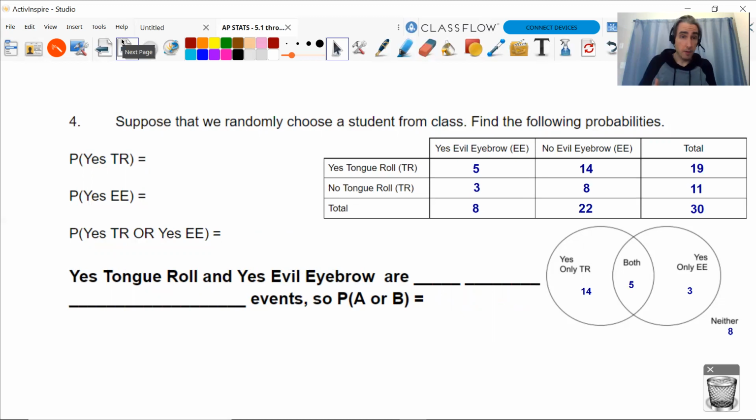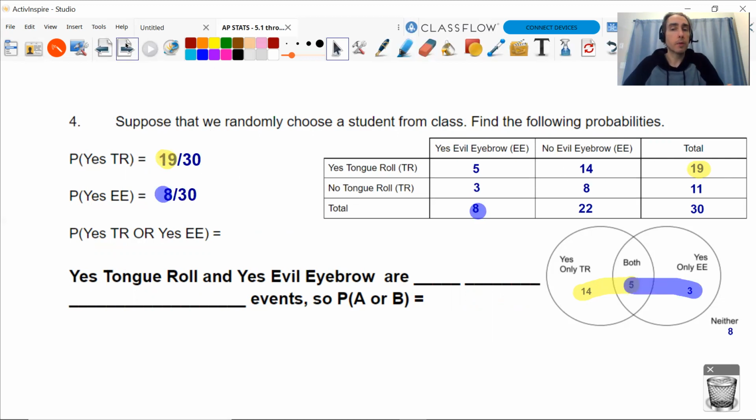Now let's look at a different scenario. Suppose we want to find the probability of yes, they can roll their tongue. Well, we know that's going to be 19 out of 30. Those 14 and 5 together give you 19. What's the probability they can do evil eyebrow? Well, we got that before. That was 8 out of 30. But notice here there's some overlap. So the probability of yes to both, one or the other, is not just 19 plus 8.